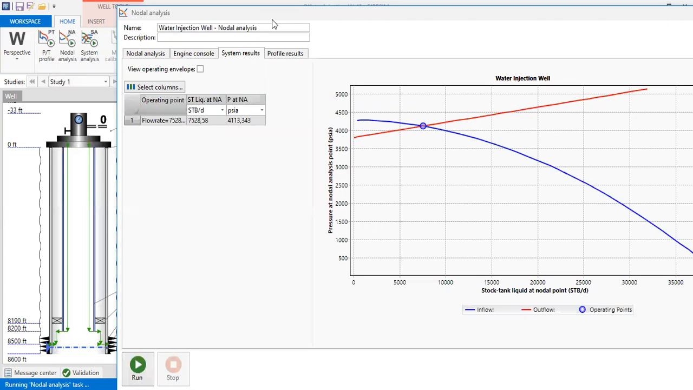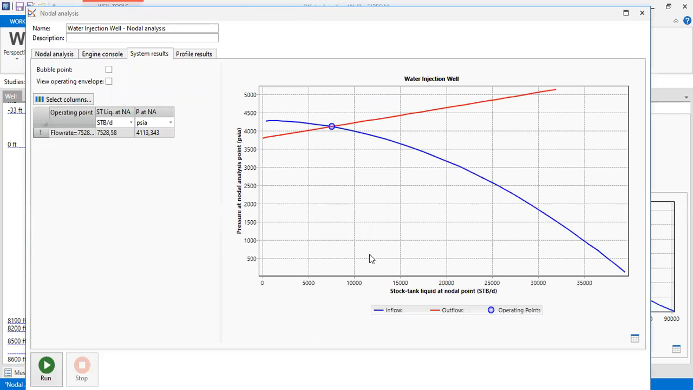All right, very interesting. This is our nodal analysis. Our operating point can be shown here. So our bottom hole injection pressure is 4,113 PSIA, and our injection rate is 7,528 stock tank barrels per day. All right, this blue curve is actually our inflow, which represents our well performance, whereas this red line is our outflow, which represents our reservoir performance.